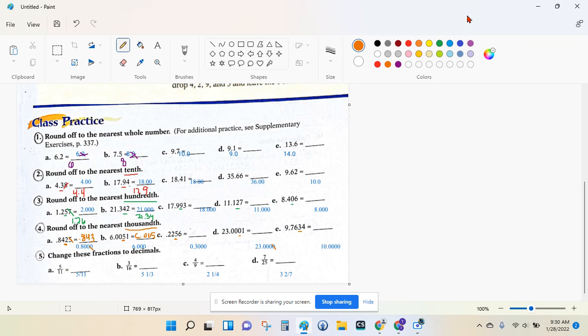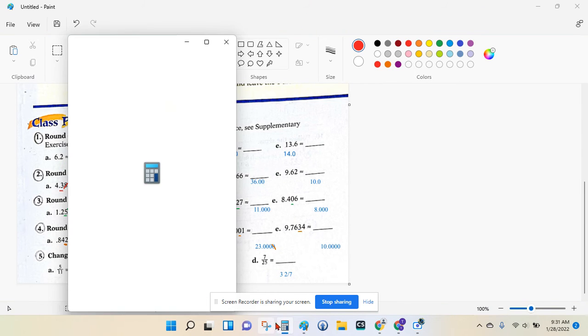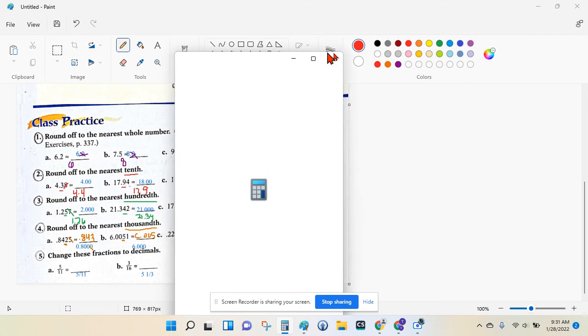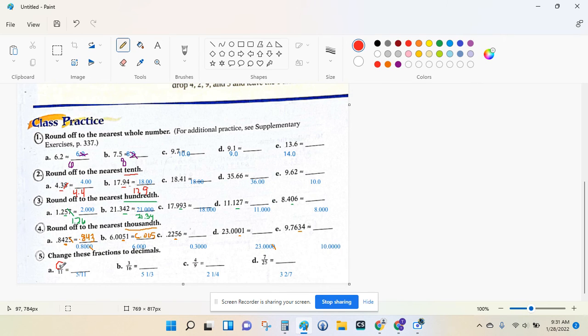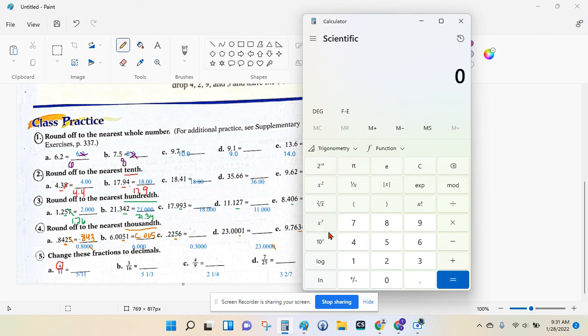Okay, and then on the last thing down here, where it's talking about change these fractions to decimals. To do that, you can use your calculator, and if you don't have your calculator at home, you should have one on your Chromebook. You take the top number, your numerator, which is the 5, and you divide it by the denominator, which is the number on the bottom. So take the top and divide it by the bottom. And you come out with this big long decimal. But you can see this is repeating.